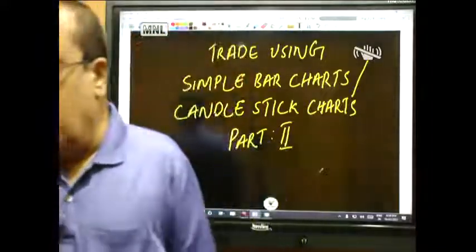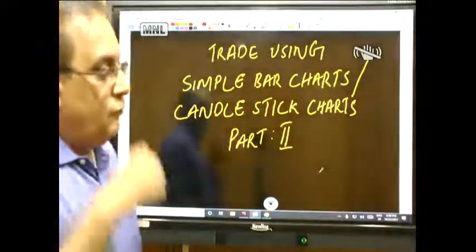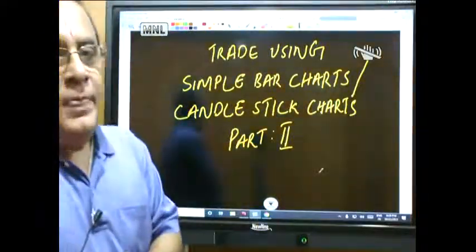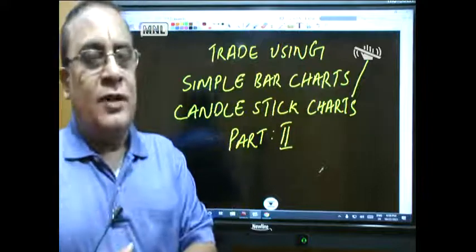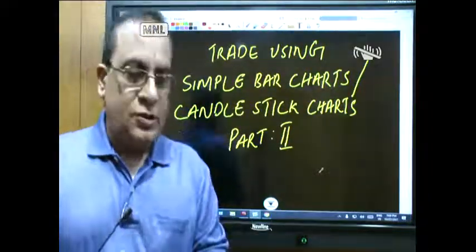Continuing with the discussion on simple bar charts and candlestick charts, but this time we are going to do it in a bigger time frame. On Wednesday, we did it in intraday time frames. We did it in the hourly chart. We also showed it in the 15-minute chart.